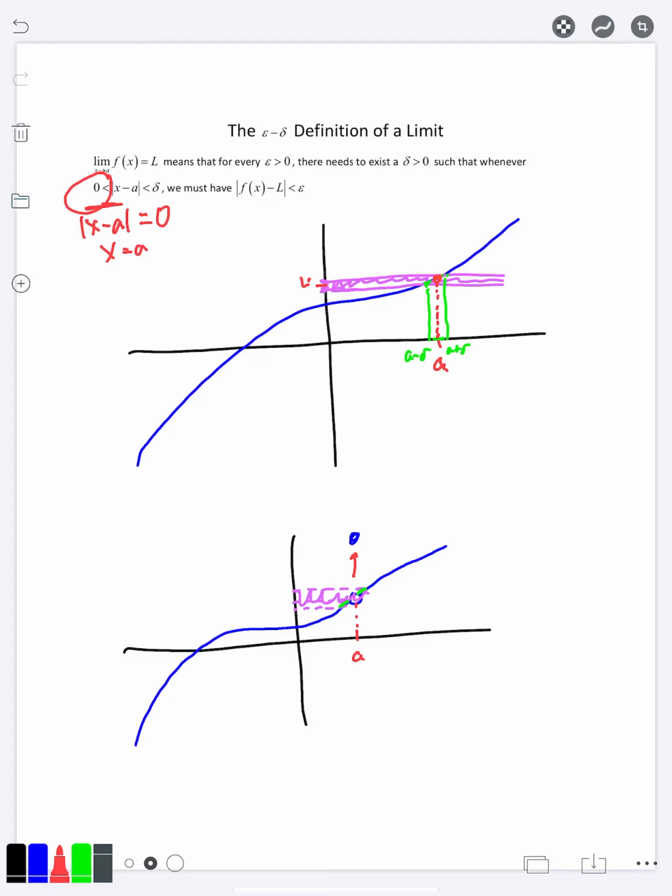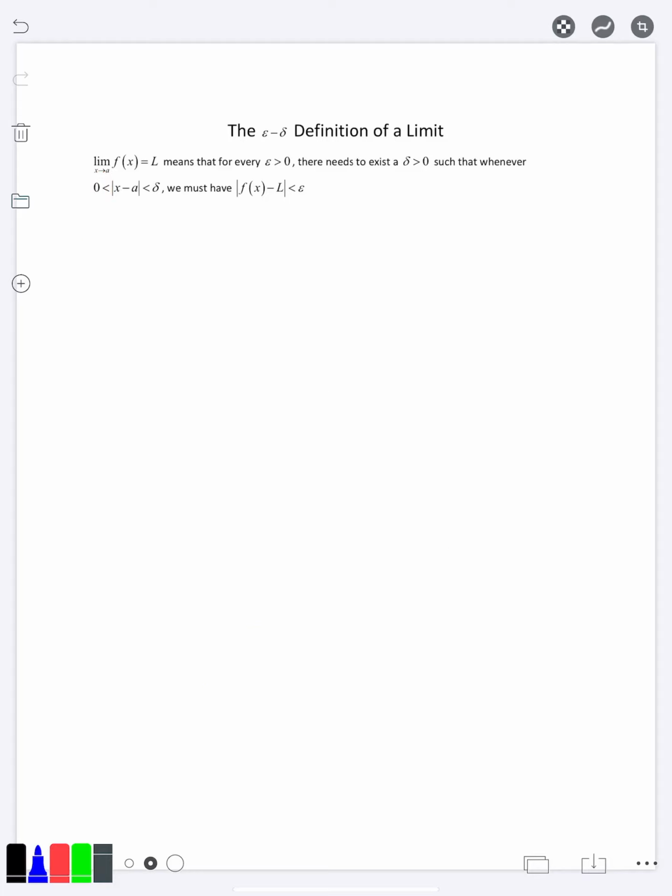Now, let's do an actual example of this. Let's prove that the limit as x goes to 2 of the function x plus 3 is equal to 5. Now we know it's 5 because we learned in previous sections that we can just plug in the 2 and get 5, and that's going to be the right limit. But now we need to mathematically prove it.